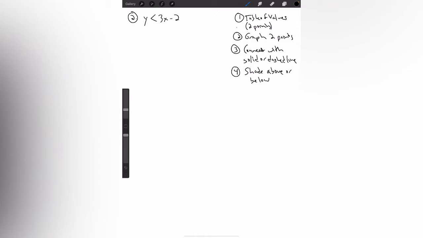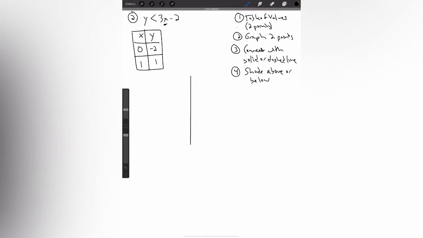So I have y is less than 3x minus 2. I'm going to create my table of values, and I'm just going to add like this. I'll say 0 and 1. Those are my two easiest ones that I like to use. So if I do that, 3 times 0 is 0, minus 2 is negative 2. 3 times 1 is 3, 3 minus 2 is 1. So those are my 2 points.